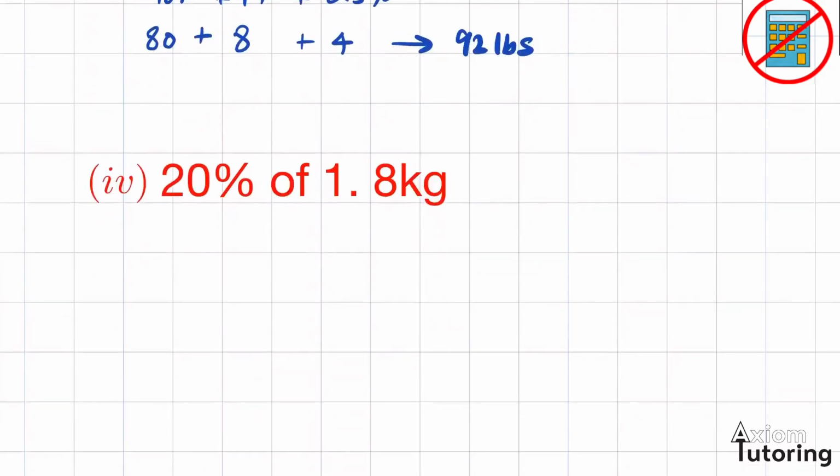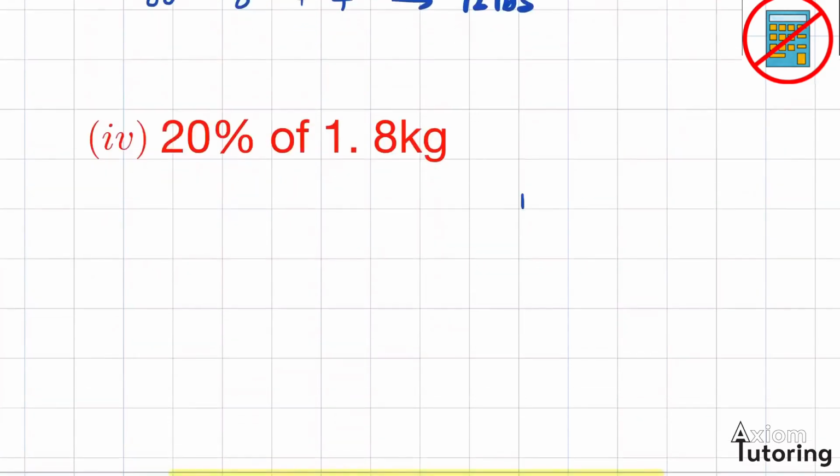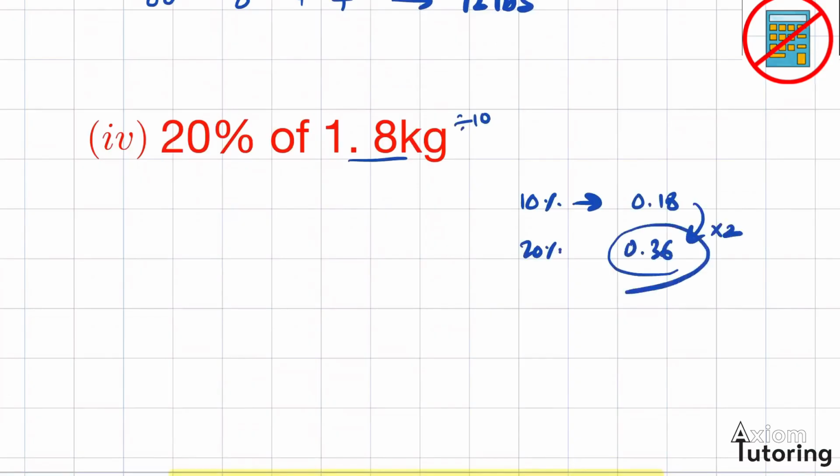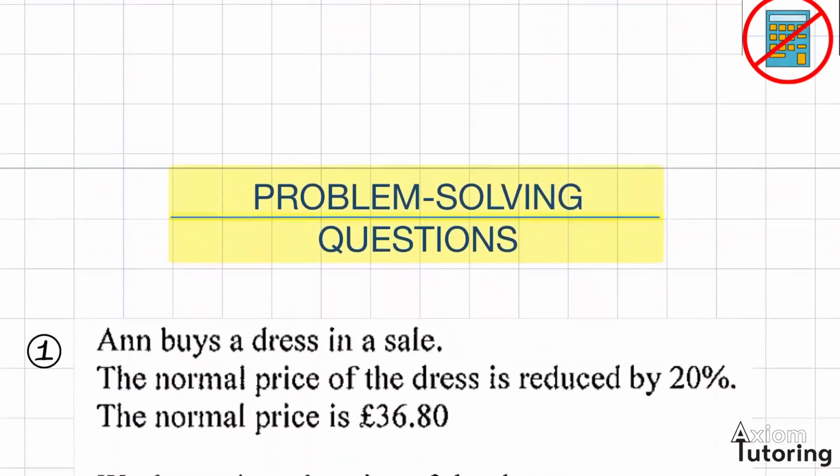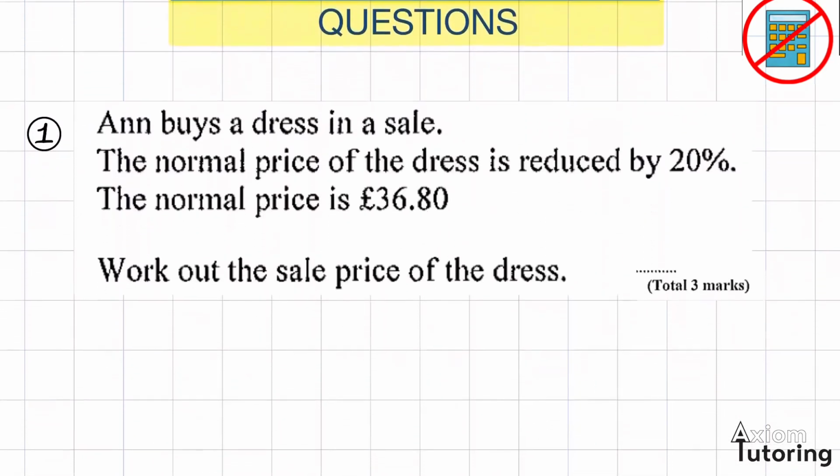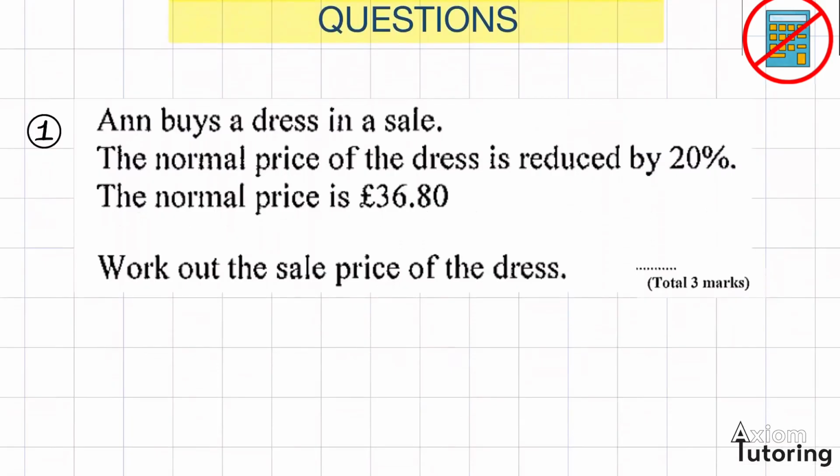20% of 1.8 kilograms. Let's just work out 10% by dividing 1.8 by 10. So 10% is 0.18. 20% must be double that. Times by 2. Your answer is 0.36. So if you can work out 10% and 1%, you can make up just about any percentage. Now, let's look at some problem-solving questions.